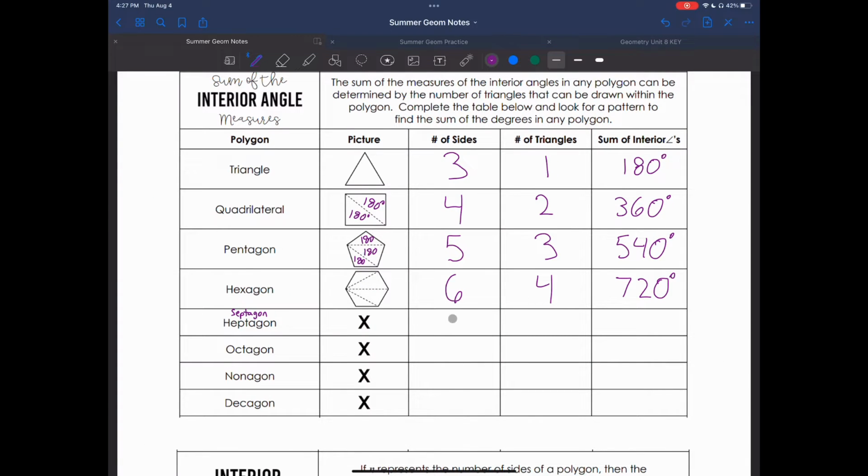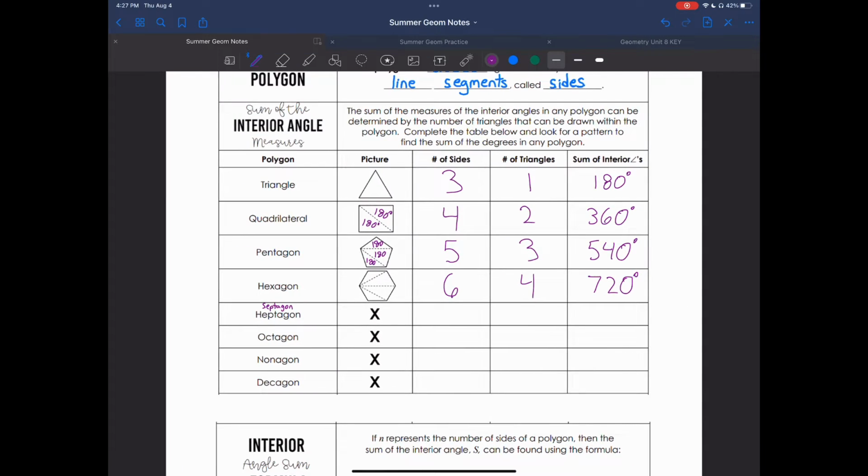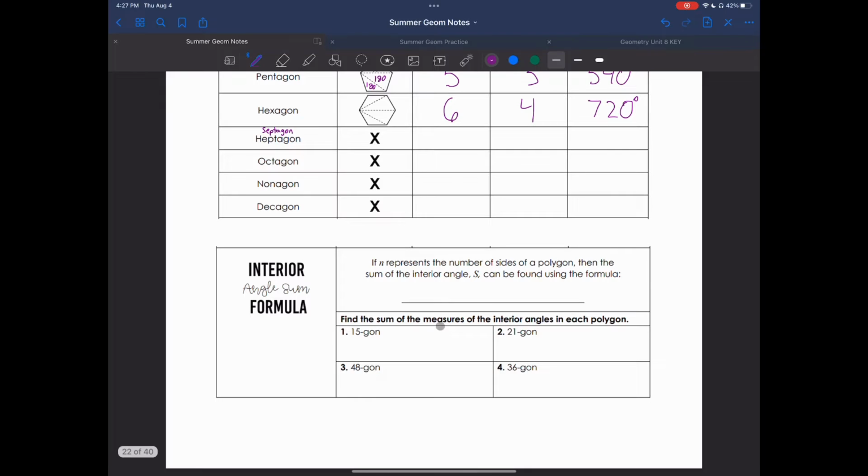So let's not worry about the rest of it. I think you probably get the idea here. And let's go ahead and fill in our formula, and hopefully this makes a little bit of sense to you based on what we looked at. So the interior angle sum formula.